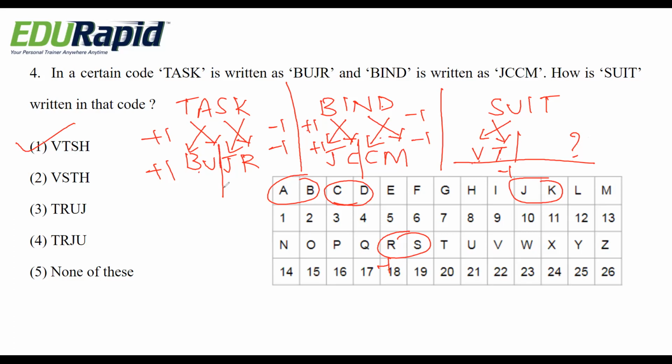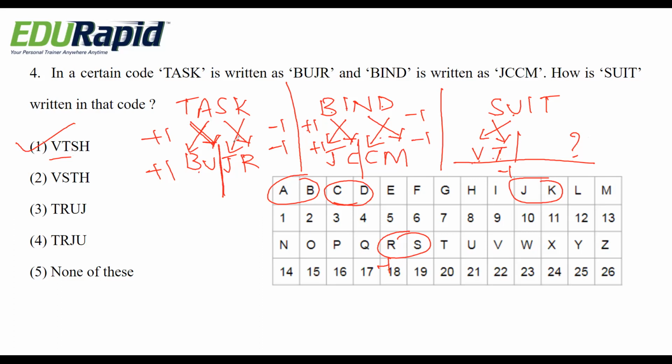Like here, in the task it is written as BUJR. So in the first two terms it is written as BU. So here also it is increasing by 1. So you can check with only S and U, so we will get V and T. Here V and T as the first two terms are only in option 1.